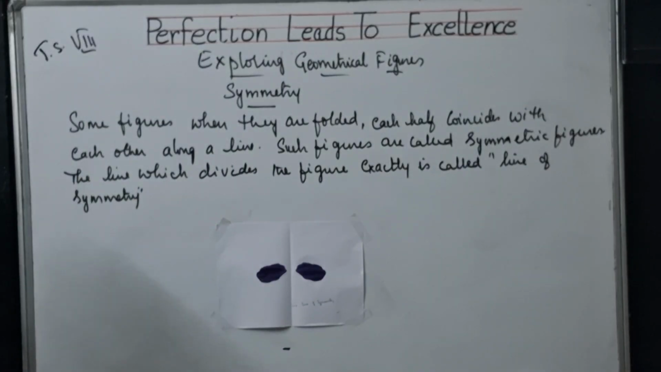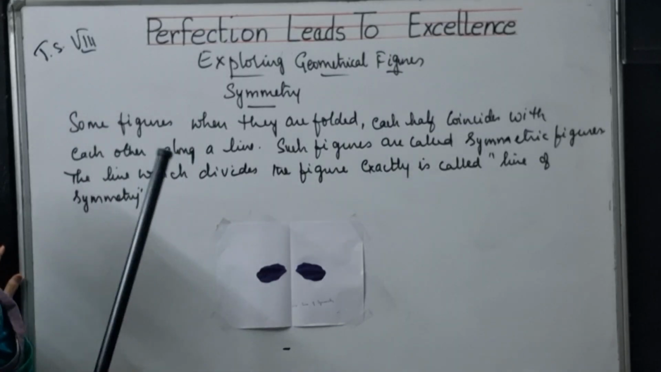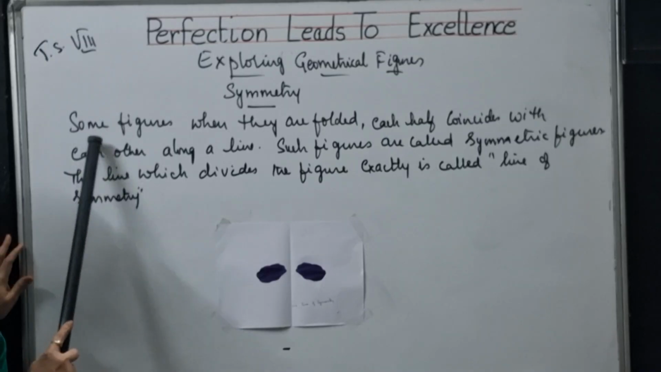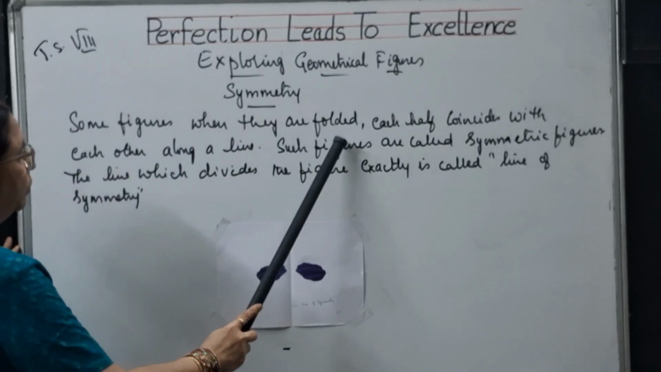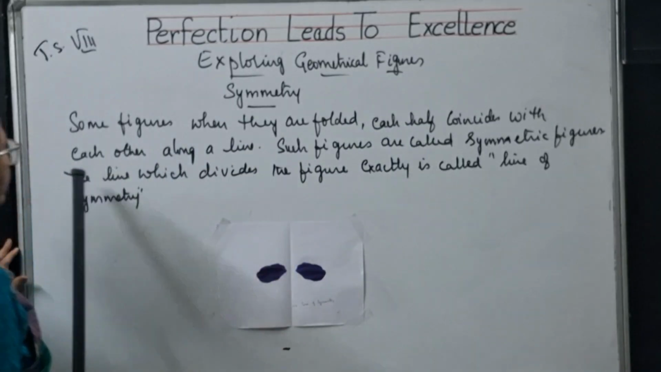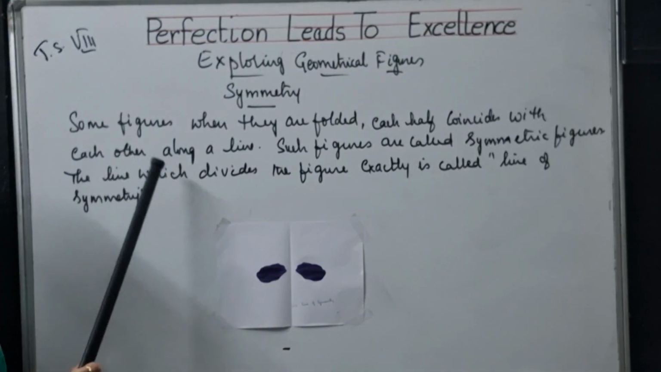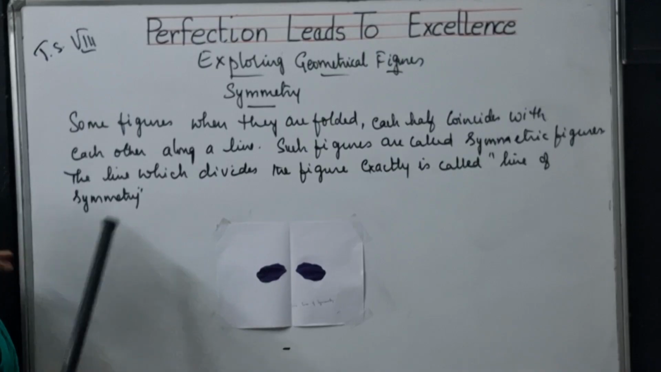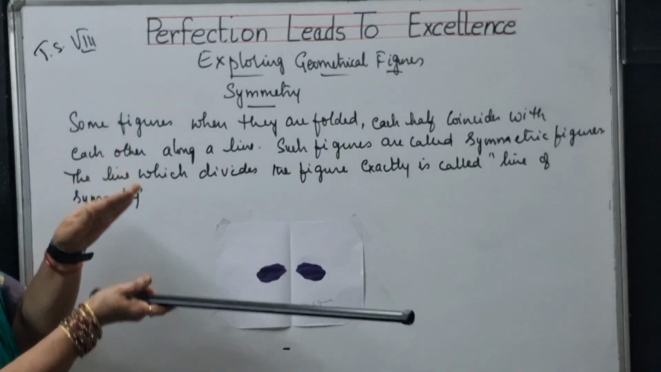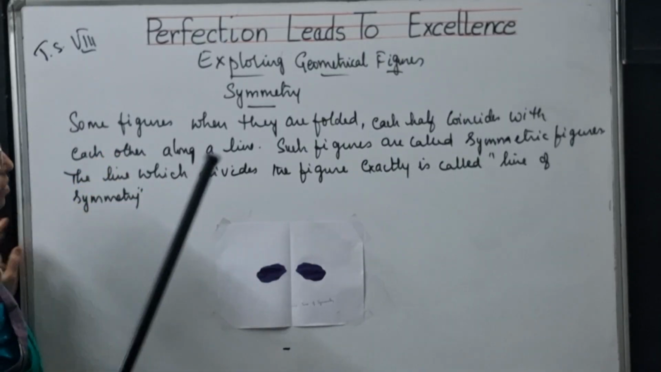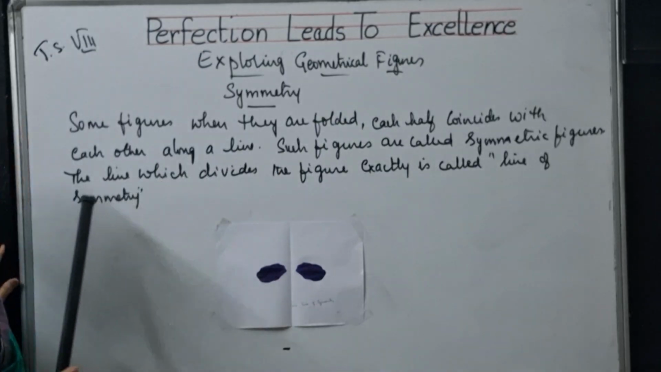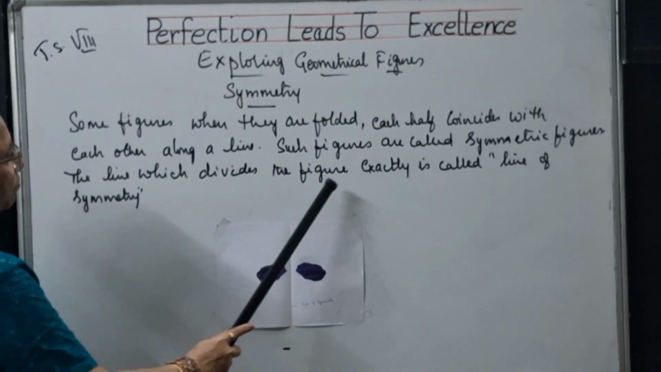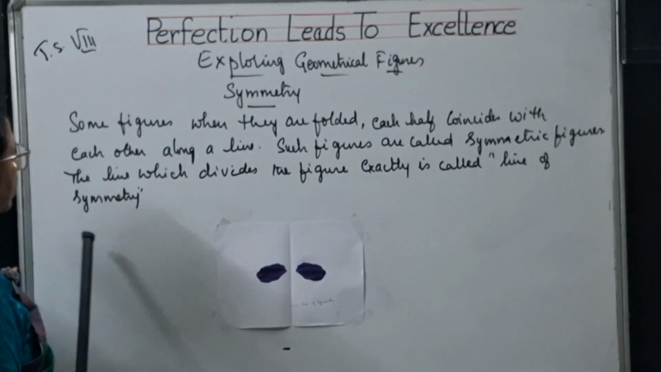I am now dealing with 8th class maths, exploring geometric figures. In that, I should do symmetry. What is meant by symmetry? Some figures, when they are folded, each half coincides with each other along a line. Coincide means exactly one upon another you can keep. Such figures are called symmetric figures, and the line which divides the figure exactly is called line of symmetry.